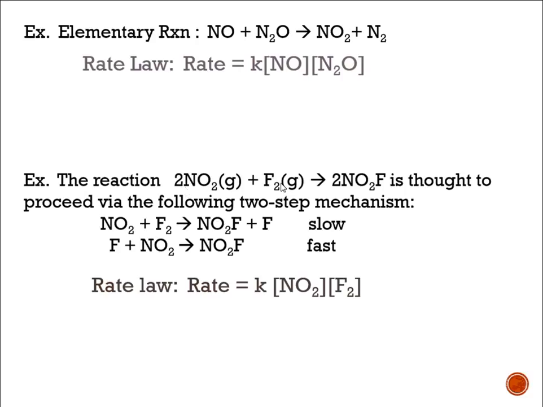2 moles of nitrogen dioxide and fluorine making this compound is thought to proceed by this reaction rate, or this rate law. And so we have this expressed rate law. We are going only after the kinetics in the slow step. Okay? So an elementary reaction is just going to be what your reactants are. When we look at a reaction mechanism, we only pay attention to the reactants in the slow step.